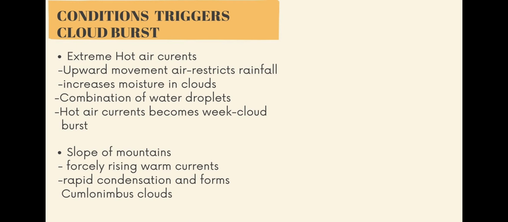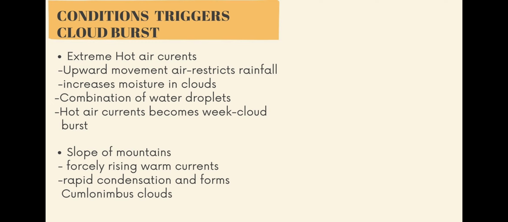So the first condition is extremely hot air currents. Let's explain it. The upward movement of air currents restricts the incoming rainfall of already drenched clouds due to continuous upward movement of air with a lot of moisture.